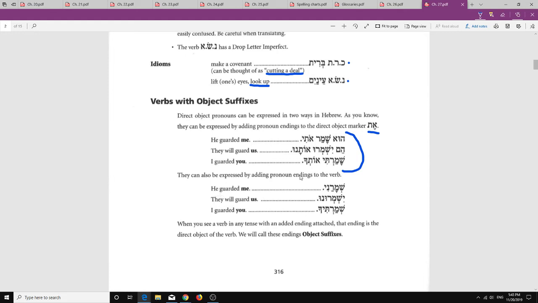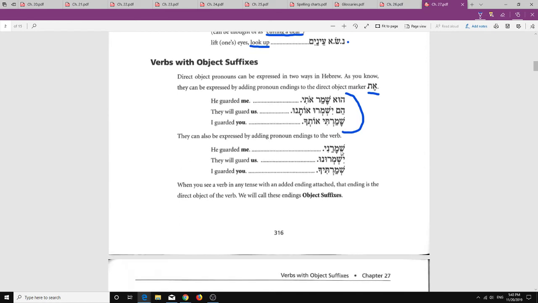You can also put our pronoun endings directly onto the verb. So for instance, shamarni would be he guarded me. Yishmarunu, sorry, so Yishmarunu is they will guard us. And you can kind of see this line between the two sides. Wish that was a little thinner. And then shamartika, I guarded you. So again, you can kind of see right here is our dividing line. I guarded you.